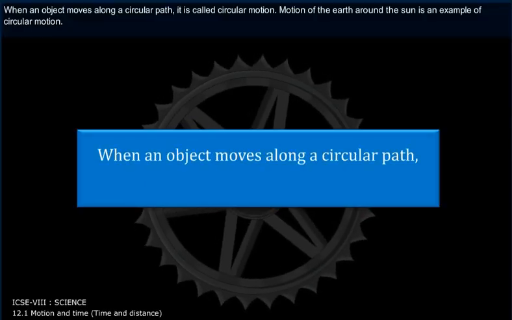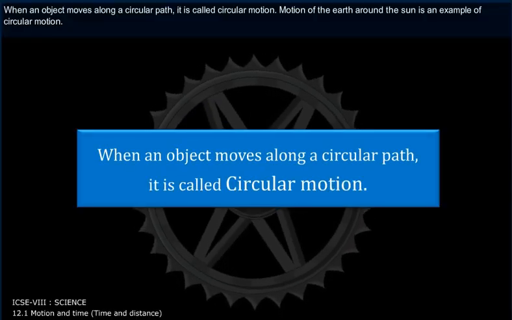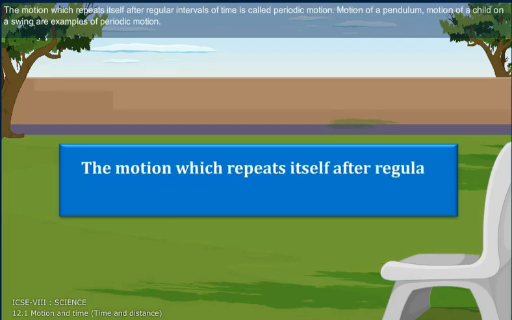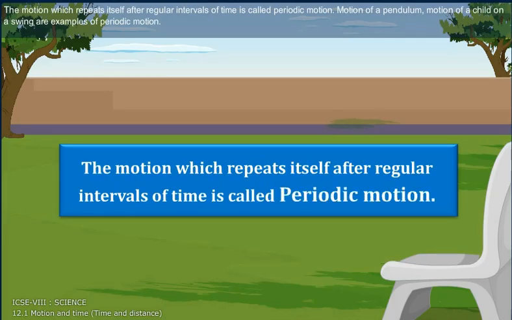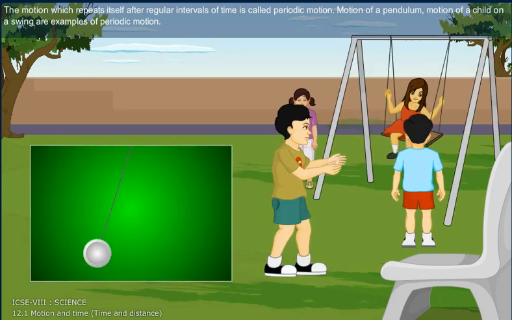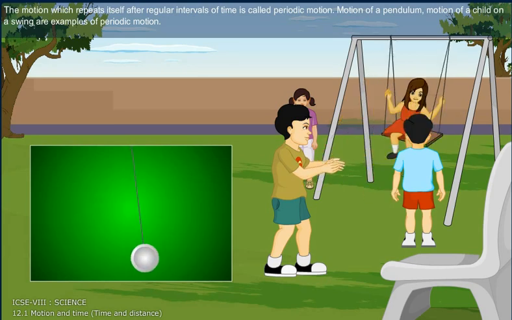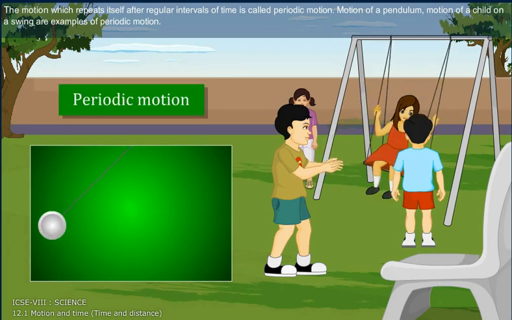When an object moves along a circular path, it is called circular motion. Motion of Earth around the Sun is an example of circular motion. The motion which repeats itself after regular intervals of time is called periodic motion. Motion of a pendulum, motion of a child on a swing are examples of periodic motion.